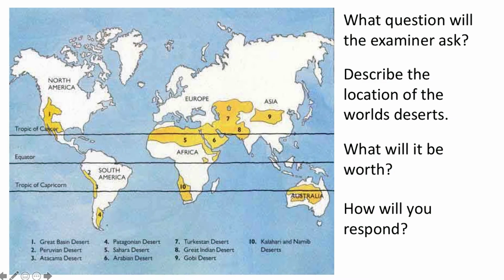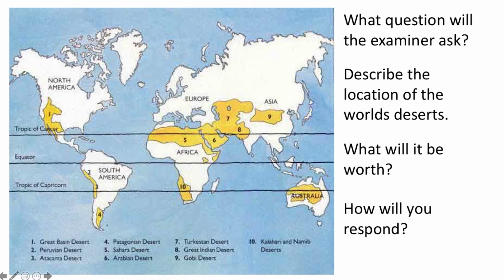So, let's take a look at this map. What question is the examiner most likely to ask? He's most likely to ask us to describe the location of deserts or the distribution of deserts. It's likely to be worth 2, possibly 3 marks. And then we've got to think about how we're going to respond to that question. So, let's take a look at what the examiner's given us.